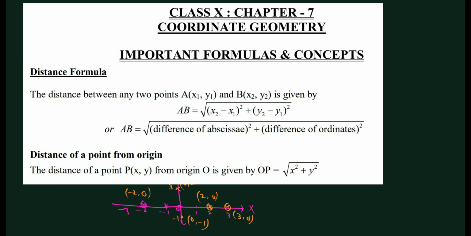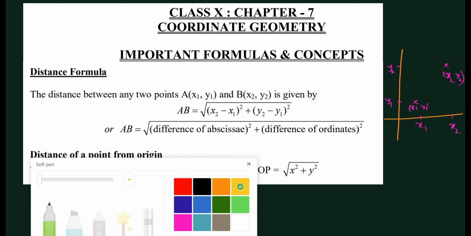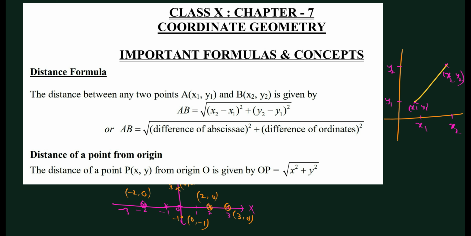Here we have the distance formula. The distance between any two points A(x1, y1) and B(x2, y2) is given by AB = root over (x2 - x1) whole square plus (y2 - y1) whole square. Let us say this is the y-axis and this is the x-axis. Let us say here we have 2 points. This is x1 and this is x2, and this is y1 and this is y2. So the point (x1, y1) is here and the point (x2, y2) is here, and the distance between these 2 points we can calculate by using this formula.